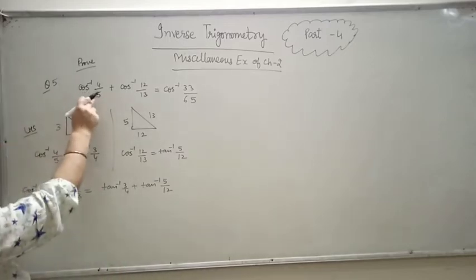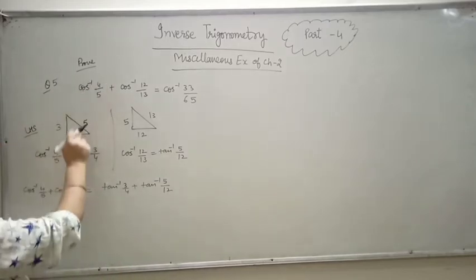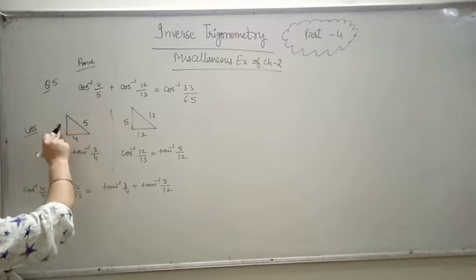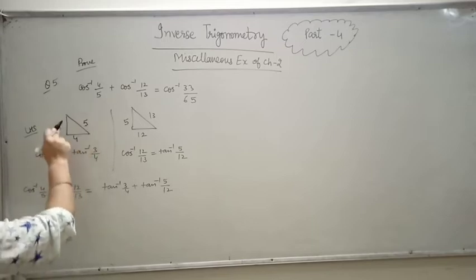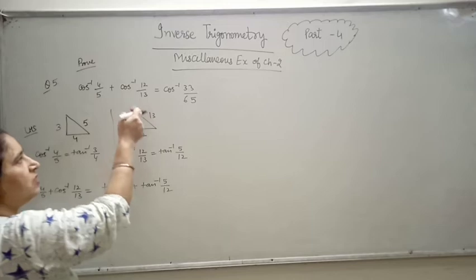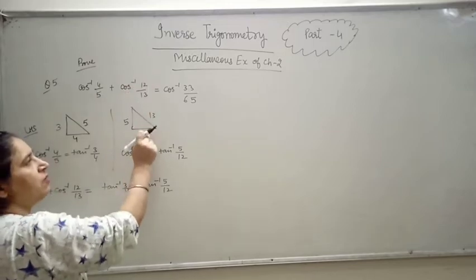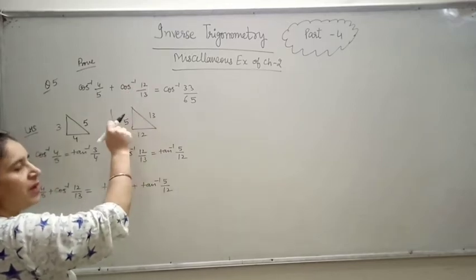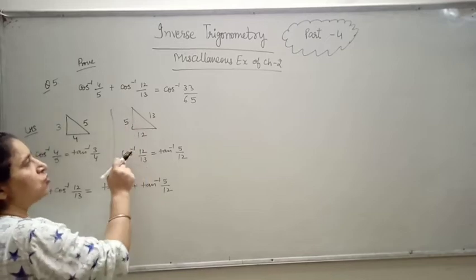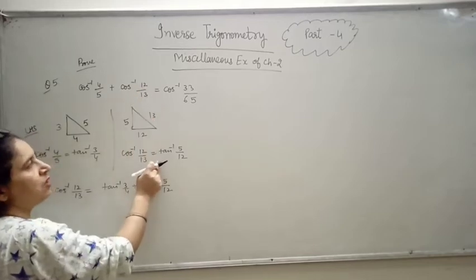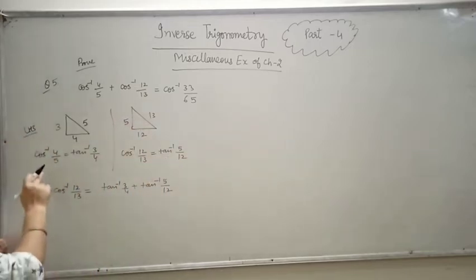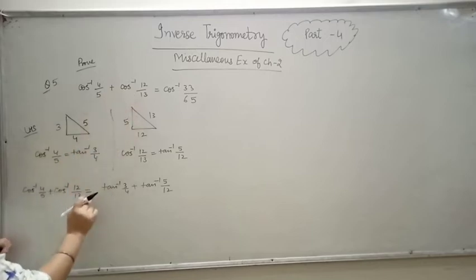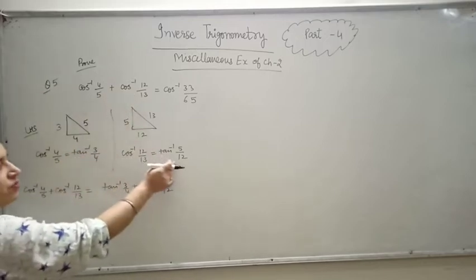So cos inverse I have taken, cos inverse is base upon hypotenuse. So I have calculated by PGT, Pythagoras theorem says this is 3. So now cos inverse 4 by 5 means tan inverse perpendicular upon base. Similarly this is cos inverse 12 by 13, base upon hypotenuse. So now by Pythagoras theorem this is 5. So cos inverse 12 by 13 will become tan inverse perpendicular upon base. So now cos inverse of this plus cos inverse of this is equal to tan inverse of this plus tan inverse of this.